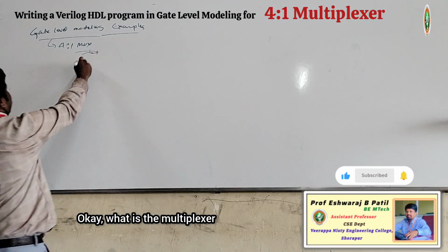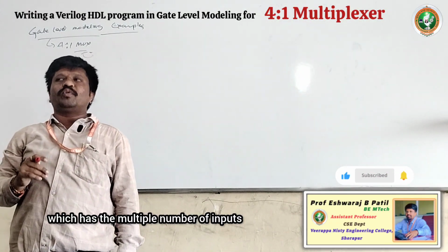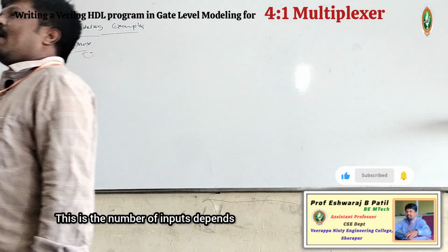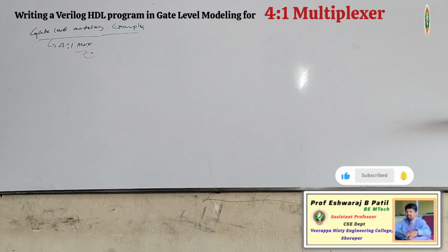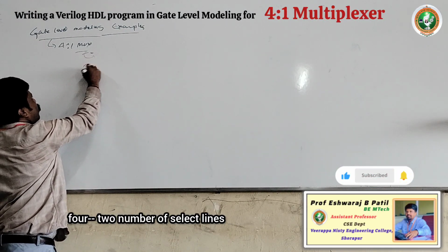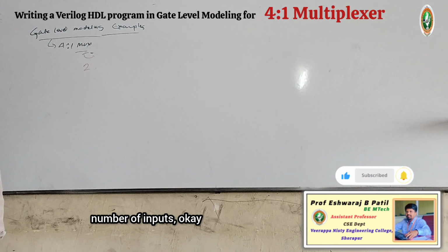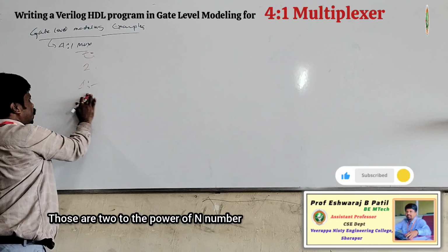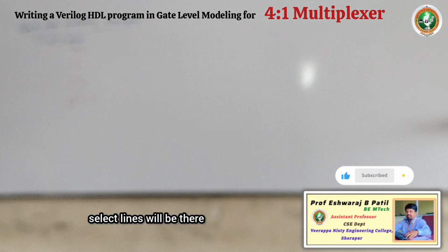Okay, what is the multiplexer? Multiplexer is a combinational circuit which has multiple inputs and only one output. The number of inputs depends on the number of select lines; these are interlinked. If I have two select lines, then definitely I will have 4 inputs. That is, the number of inputs is 2 to the power of n, where n is the number of select lines.